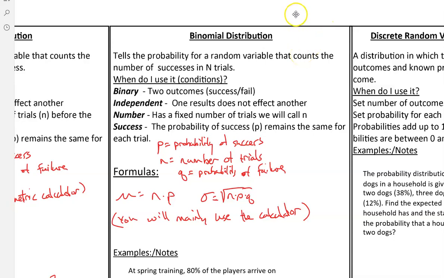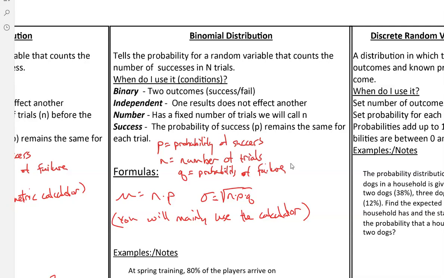So next we have binomial distributions. This tells the probability that counts the number of successes in n trials. So they have to tell you n, the number of trials. It has to be binary, two outcomes, success or fail, independent as well. It has a fixed number of trials we call n, like I said. And the probability of success needs to remain the same all the time.